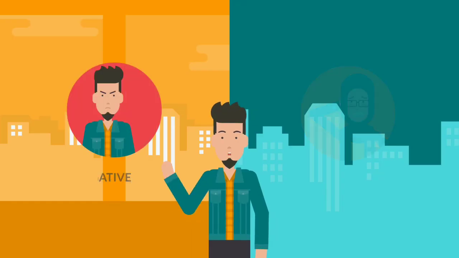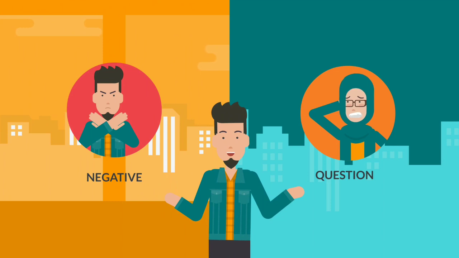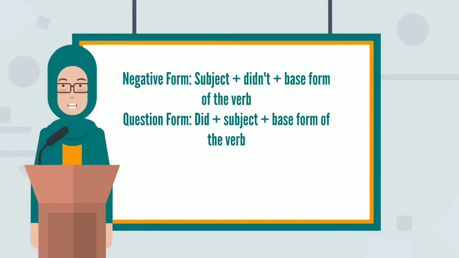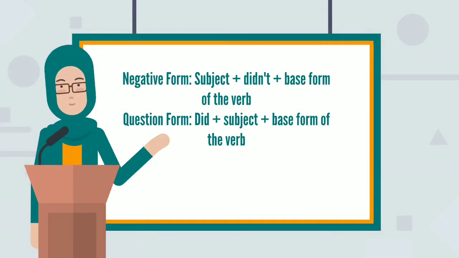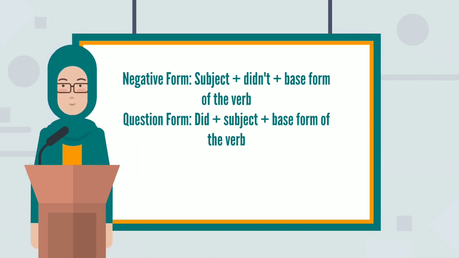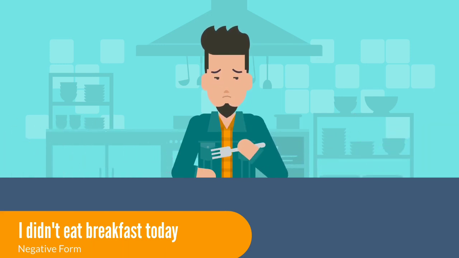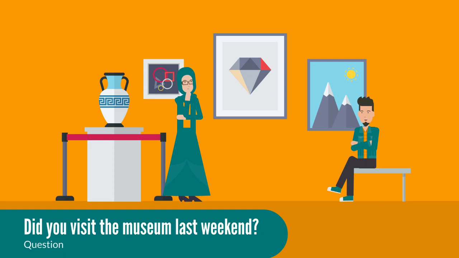Negative and question forms. To create negative sentences and questions in the simple past tense, we use auxiliary verbs like did and didn't. Negative form: subject plus didn't plus base form of the verb. Question form: did plus subject plus base form of the verb. I didn't eat breakfast today. Did you visit the museum last weekend?